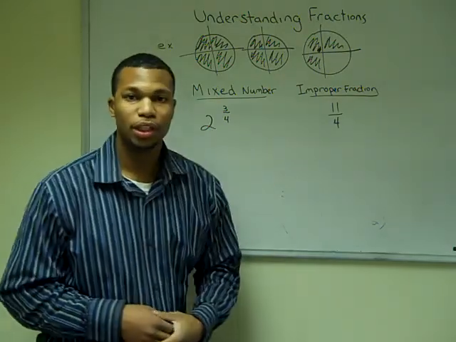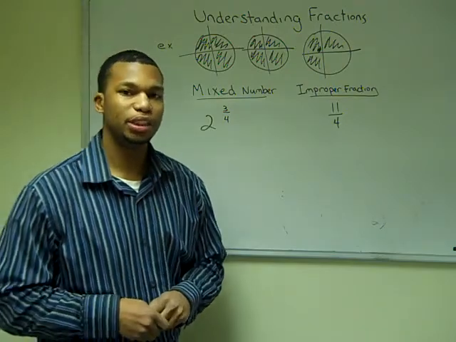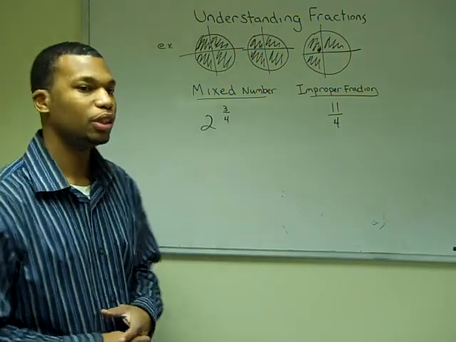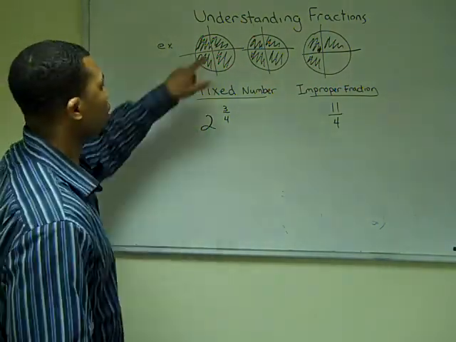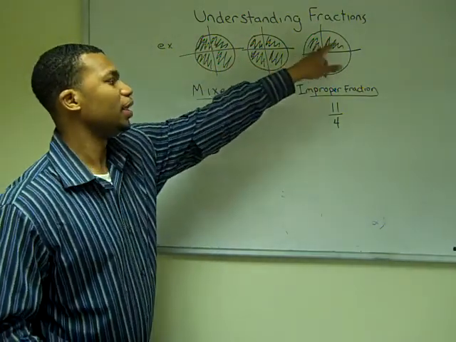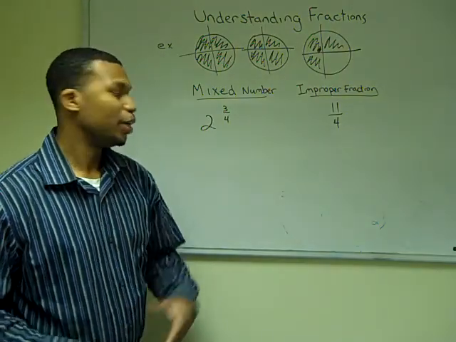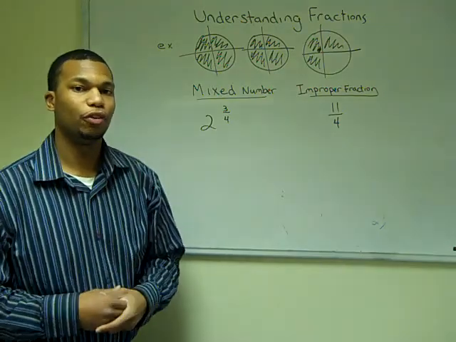Improper fraction form tells us, just like the classic form, exactly how many pieces we have, and then it tells us the amount of divisions that it's cut into. So if we count all of the pieces, we have 1, 2, 3, 4, 5, 6, 7, 8, 9, 10, 11. So we have 11 in total shaded in, and we have divisions of 4. Therefore our improper fraction would be 11/4.